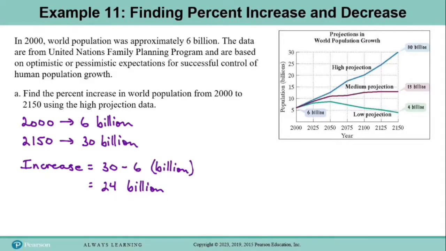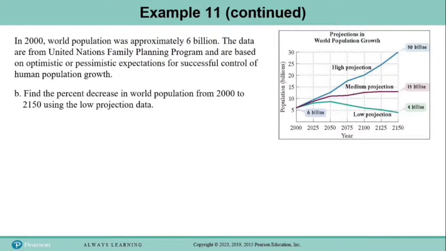Okay, so now the percent increase is that 24 billion difference divided by the original number. So in this problem, the year 2000 data is the original, and so we divide by 6. Now these are billions, so 24 billion divided by 6 billion is 4. And to put that in percent, we move the decimal 2 places to the right and add the percent symbol. So that would mean an increase of 400%.